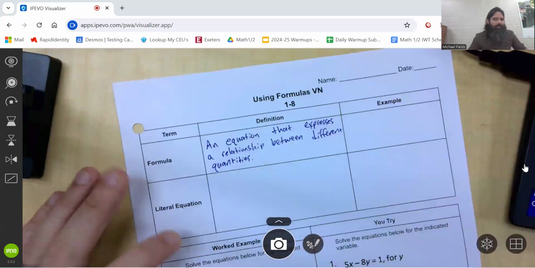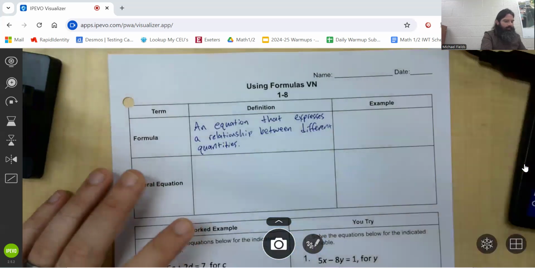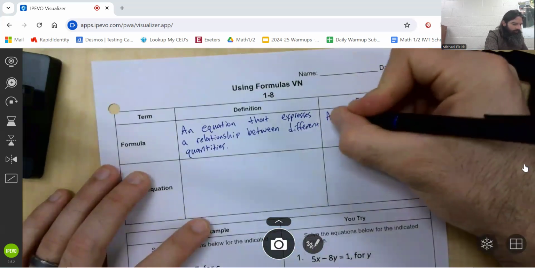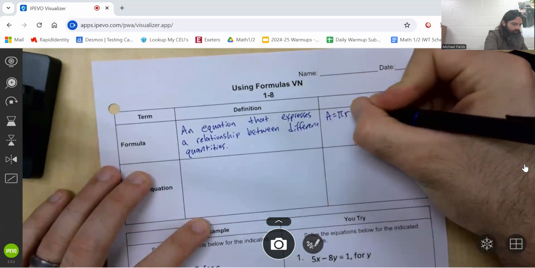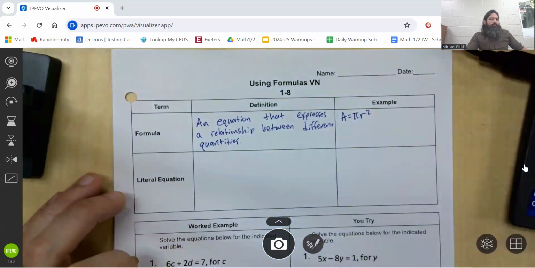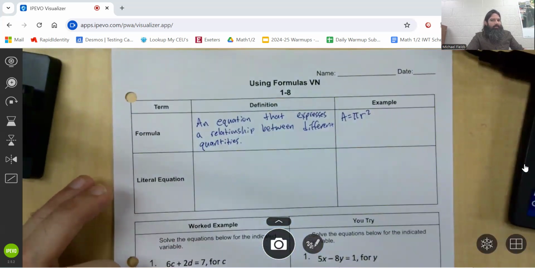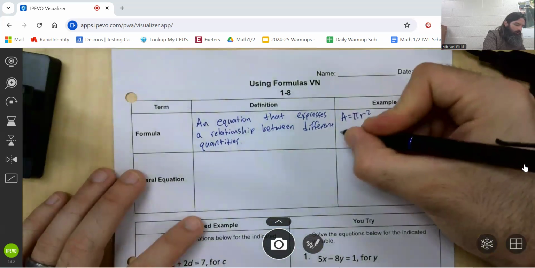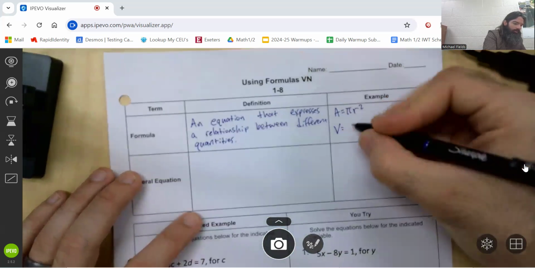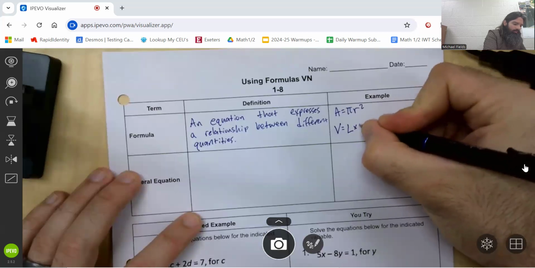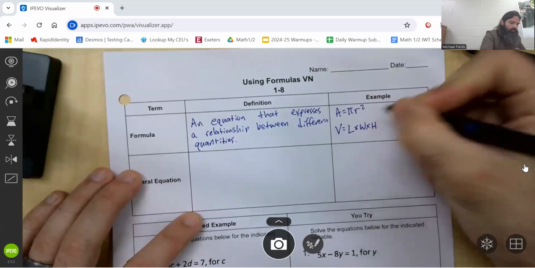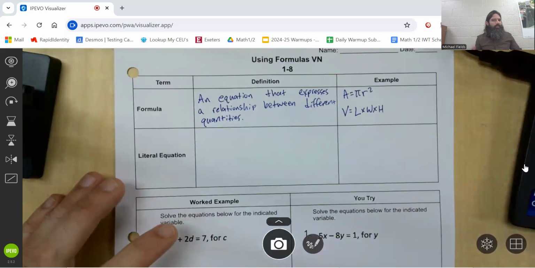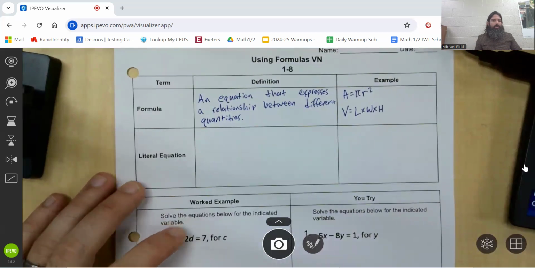So you probably already know some formulas. So for example, the area of a circle is pi r squared. That's showing the relationship between the radius of a circle and the area of a circle. Another formula would be the volume of a rectangular prism, length times width times height. Okay, so you're familiar with a bunch of formulas.